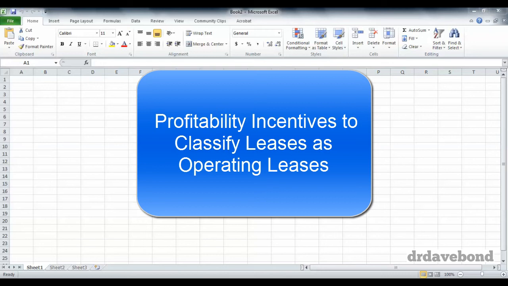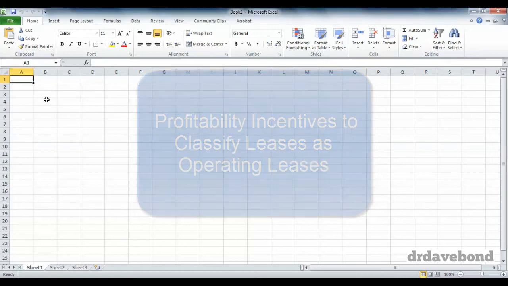Hi everyone. What this short video is going to look at is a profit and loss incentive for why companies would prefer to classify a lease as an operating lease versus a finance lease. To do that, we're going to have to set up a lease structure, or at least some information about a lease structure.